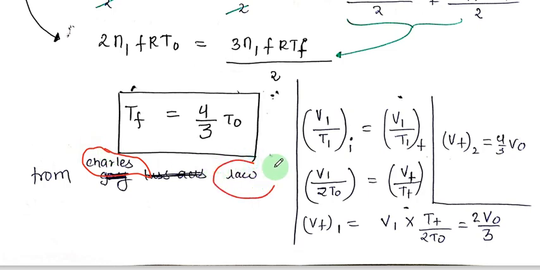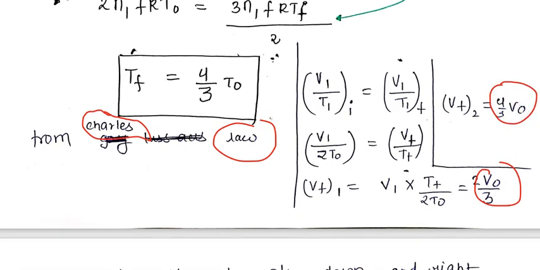By using Charles law we can say that V1 by T1 initial is equal to V1 by T1 final, and similarly for V2. So we get V1 final as equal to 2 V naught by 3 and V2 final as 4 V naught by 3. So we already got the temperature, pressure and volume in both the sections.